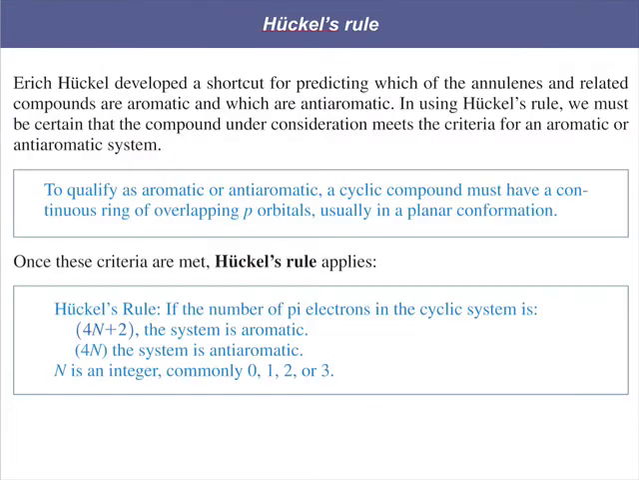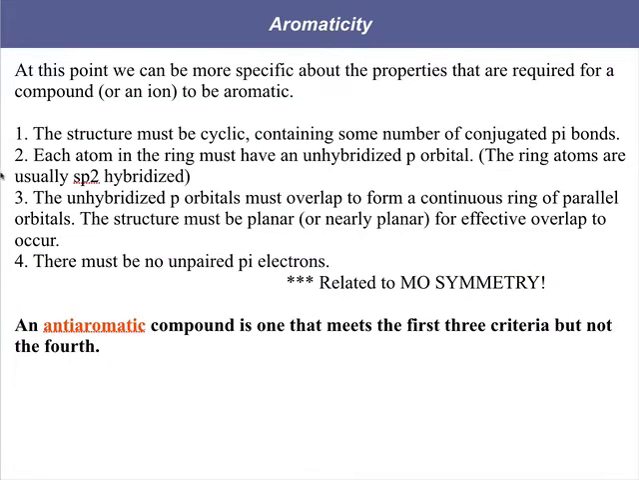There's a shortcut to get there, though. We can use a rule called Huckel's rule, developed by Erich Huckel, as a shortcut for predicting which cyclic rings, which are called annulenes, and similar compounds, are aromatic or anti-aromatic. So again, our question is, are they aromatic or are they anti-aromatic? If they're anti-aromatic or aromatic, they're going to meet the first three conditions. But how can we tell whether they're going to have unpaired electrons?